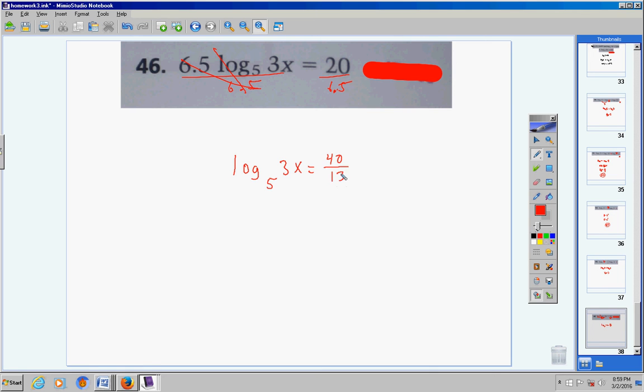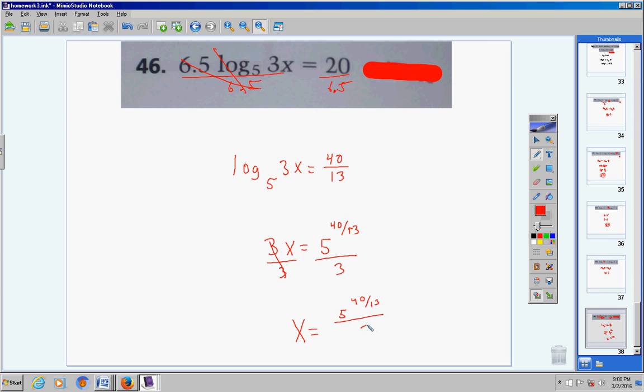Now, if you want to put a decimal, it's going to be 3.07692307. I would at least round it to 4 decimal places. So you have a lot of numbers to work with, okay? That's up to you. I'm going to leave it a fraction. Now, is the logarithm isolated? Of course it is. So now we're going to write it exponentially. So 3x equals 5 to the 40/13 power. Okay? And now to simply solve for x, we divide both sides by 3, right? So x equals 5 to the 40/13 power all over 3.